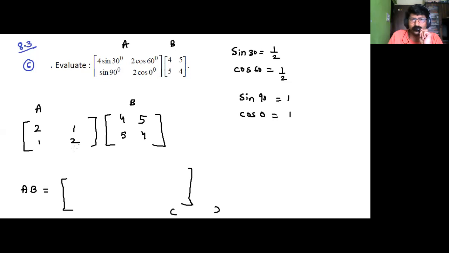Or can we multiply this? Yes. How to check that? See, what is the order of this matrix? Of matrix A? 2 by 2. What is the order of matrix B? 2 by 2. So the middle two numbers are same, so we can multiply this, isn't it?